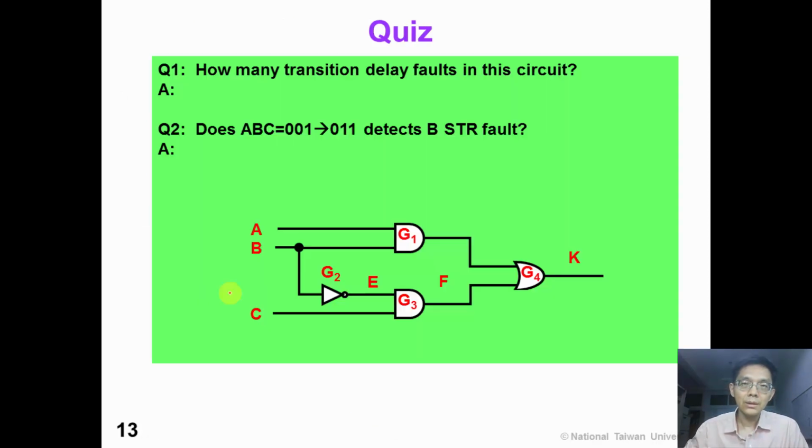Now let's consider this circuit for a quiz. Question number 1: how many transition delay faults are there in this circuit? Question number 2: if we apply the test pattern pair 001 and 011, does it detect B slow to rise transition fault?